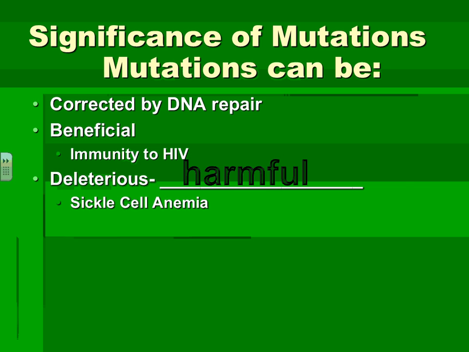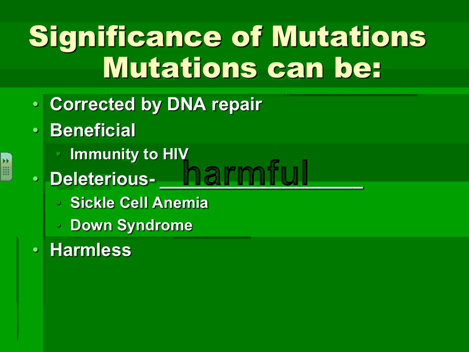Another harmful thing that happens to DNA, which causes a mutation, is Down syndrome. Down syndrome is actually a partial or an extra copy of chromosome number 21. Individuals who have Down syndrome have developmental and learning delays. Some mutations, however, are harmless.